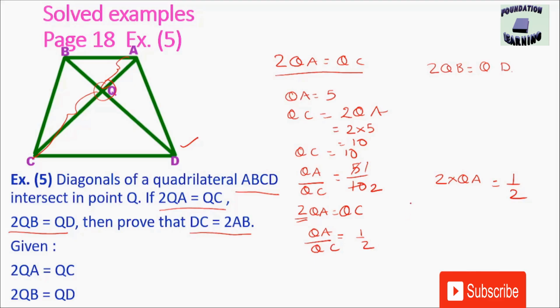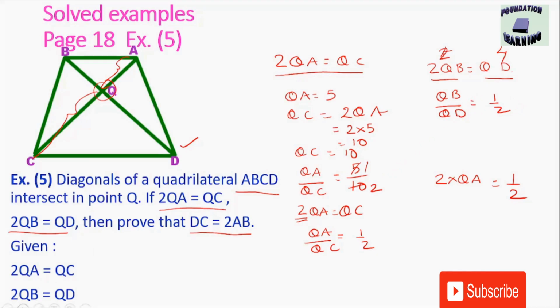Same thing, 2QB is equal to QD, the ratio QB upon QD is also 1 upon 2. Like here, suppose I take QB as 2, then QD will be 4, that is twice of QB. So QB upon QD is also half.